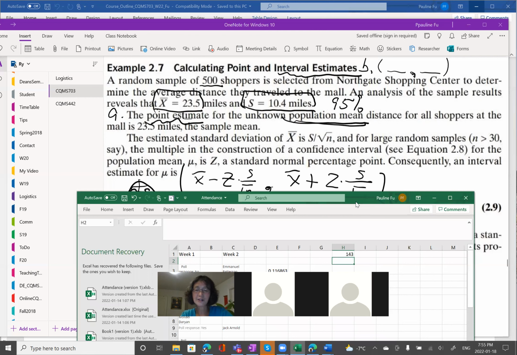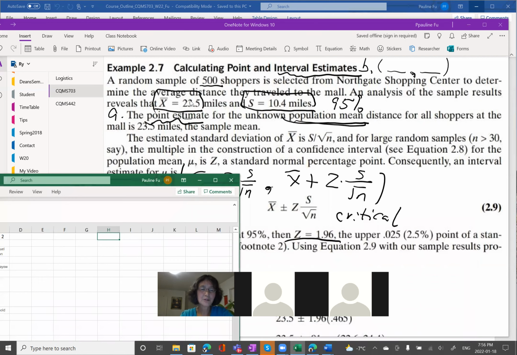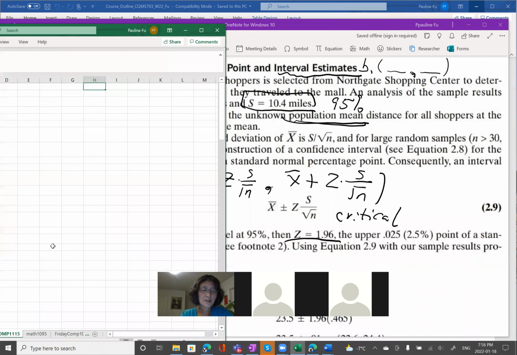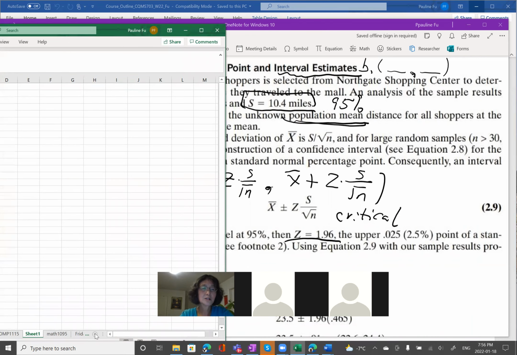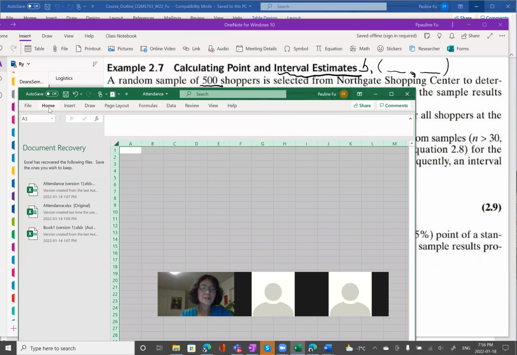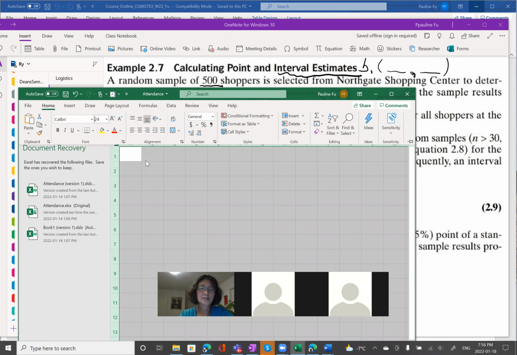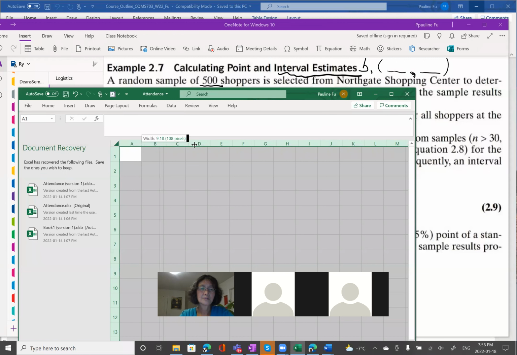I hope you can see the Excel. Try to manage the window, and I will try to increase the font size, maybe open a new Excel workbook, so that you can see the formula I entered. So I just need this cell.